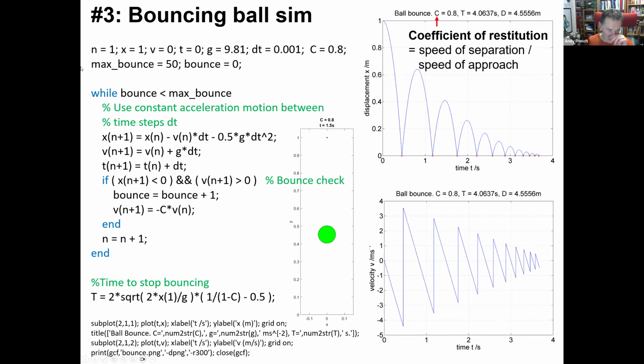So what's going on here? We start off with X, which is going to be the displacement of my ball. And you can see what happens on the graph here.